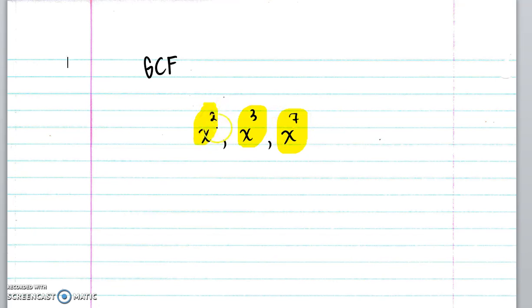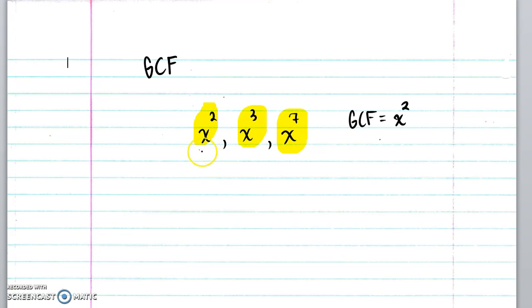X squared has 2 x's in it, x times x. X cubed, does it have 2 x's in it? Yeah, it has 2 and 1 more. X to the 7th, does it have 2 x's in it? Yeah, it has 2 x's and 5 more. So all three of them at least have 2 x's. So our greatest common factor here is x squared, because it will divide evenly into all three of those.